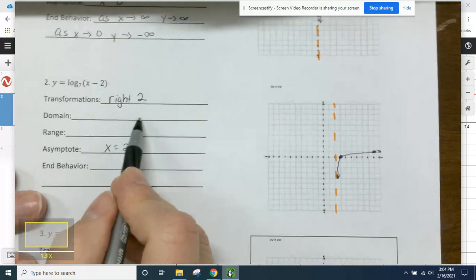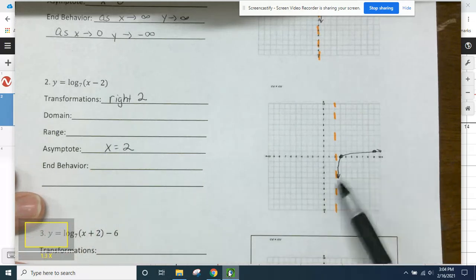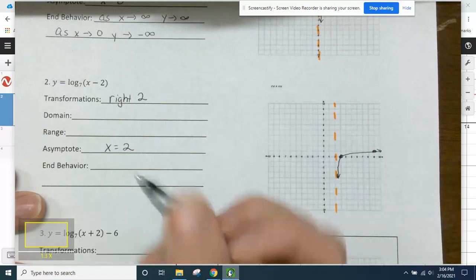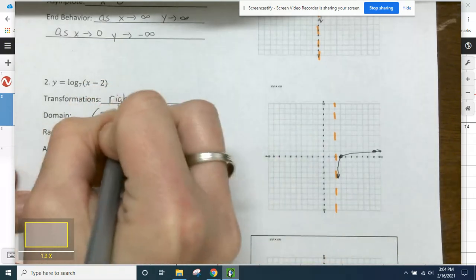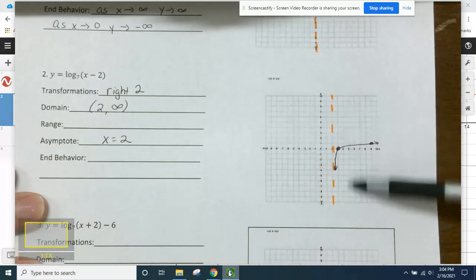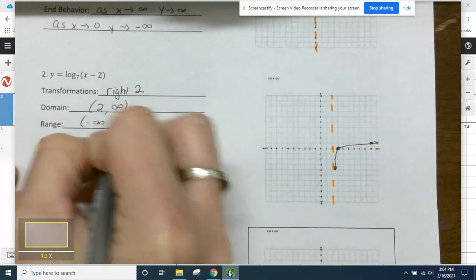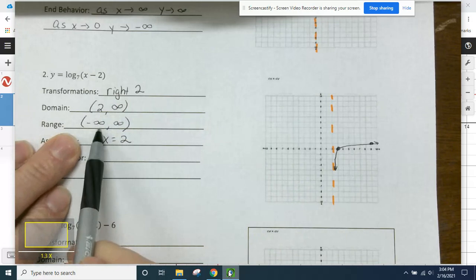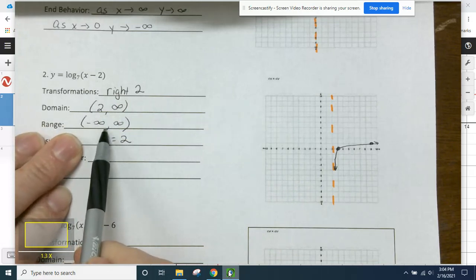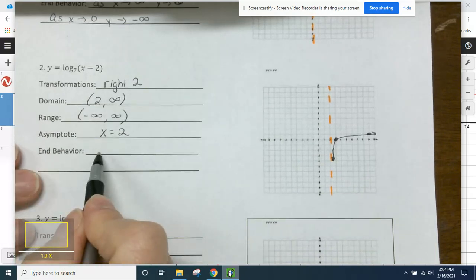Let's talk about our domain. The domain of this function, that's all your x's. I don't have anything that goes past 2 right here, but I have everything that goes up to infinity. So my domain is 2 to infinity. My range, that's up and down, so that's everything: negative infinity to positive infinity. And remember we talked about this used to be the domain of an exponential function, so now it's the range of a logarithmic function.